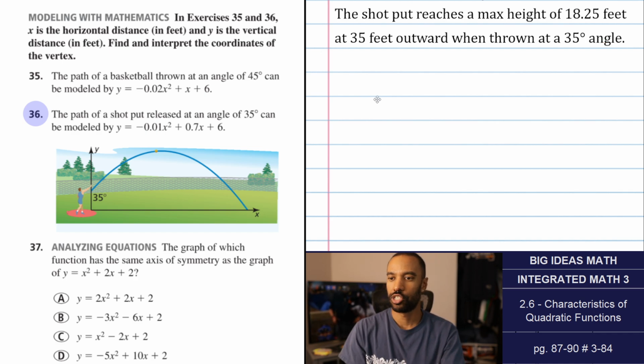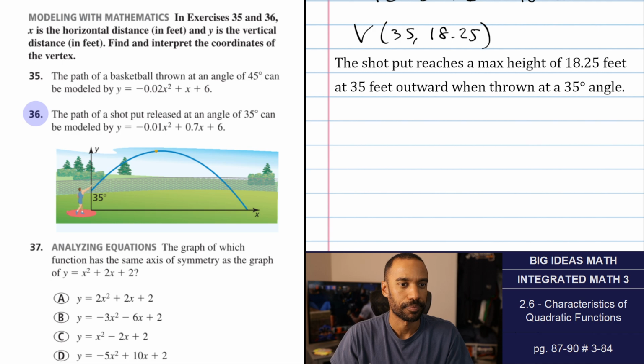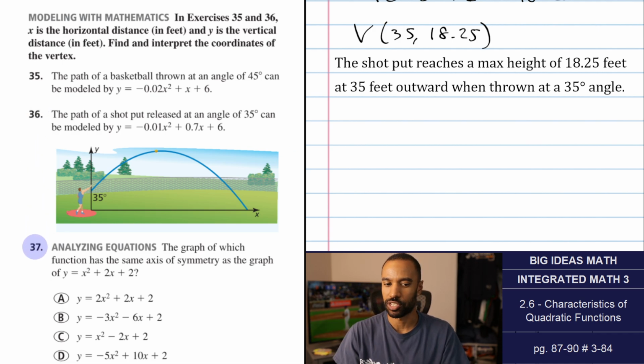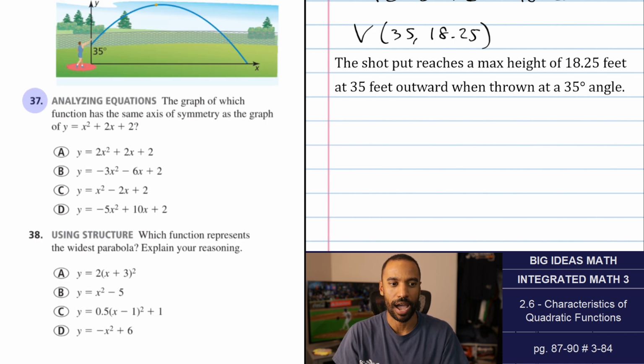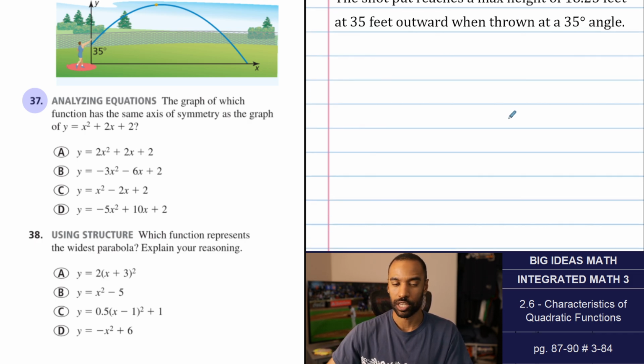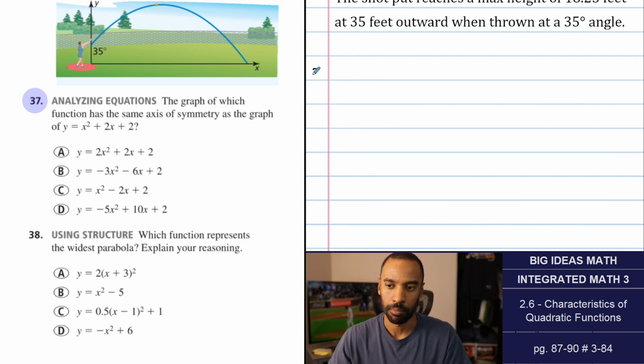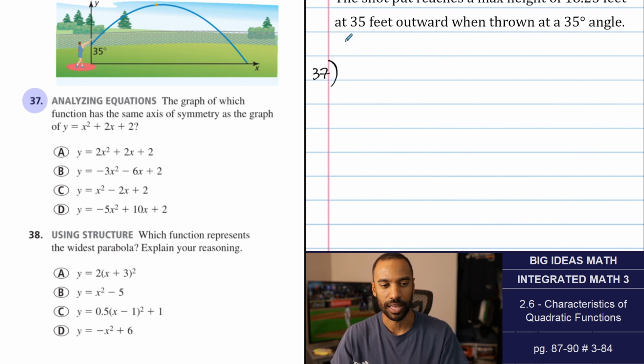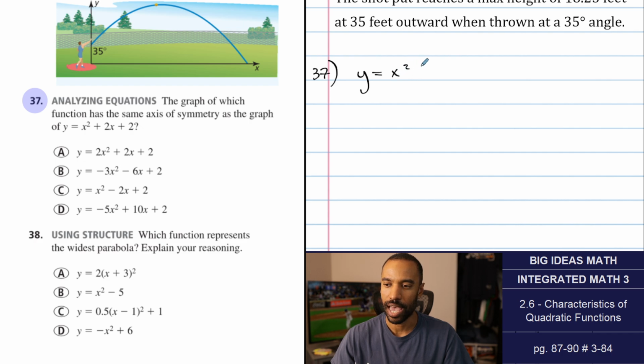Okay, let's jump to number 37. Analyzing equations. The graph of which function has the same axis of symmetry as the graph of y equals x squared plus 2x plus 2? I think there's only one answer. It says which function, not which functions. So let's look at y equals x squared plus 2x plus 2 and find its axis of symmetry.